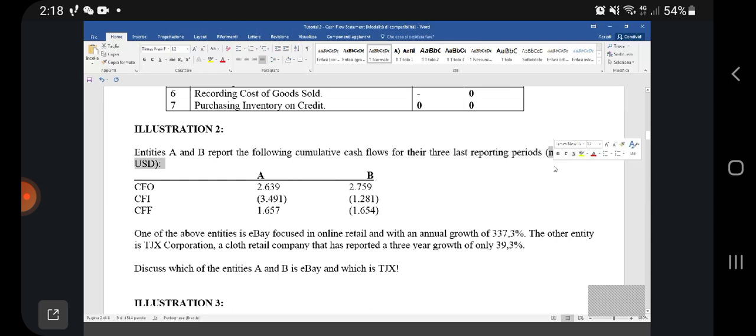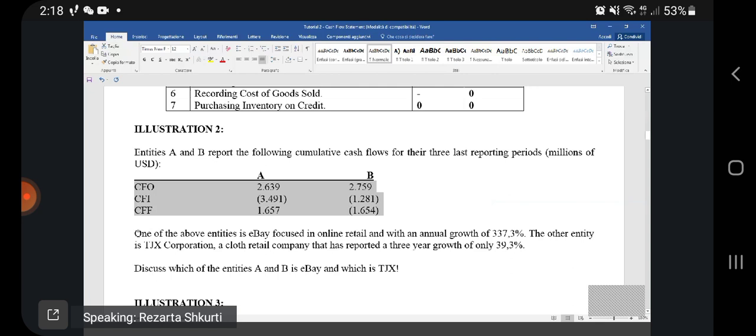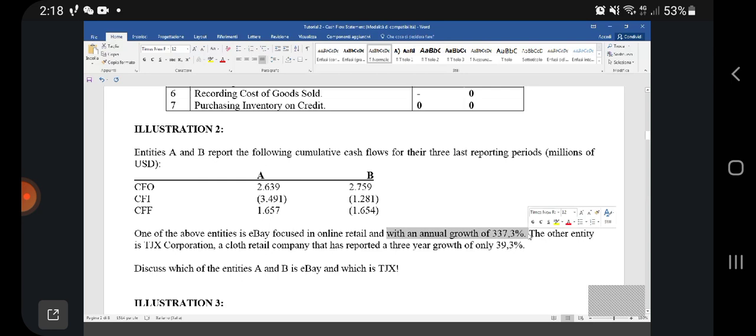Entity A and Entity B. Now we have cash flows from operating activities, investing activities, and financing activities. Now, one of the entities is eBay, the eBay company that we know. They focus on online retail, and in this time span that we are talking about, they have had an annual growth. You can see annual growth really very high, like more than 300%.